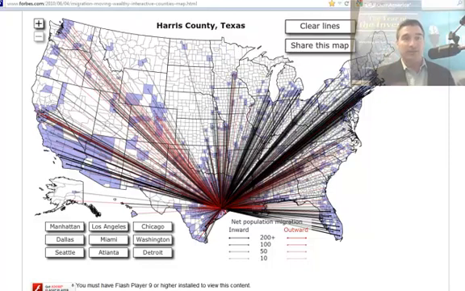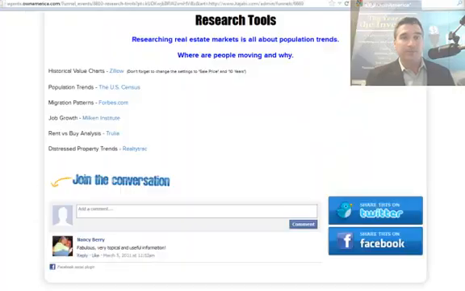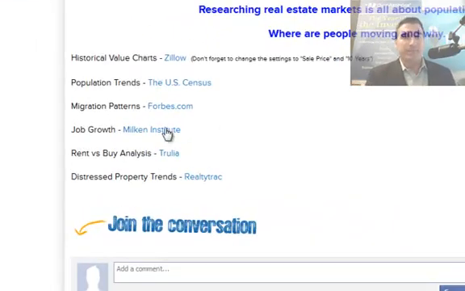So now we have a sense of what the home prices have done. We also have a sense of what population is doing, and we have a sense of population moving around the country. Now I want to start figuring out why. Okay, we know what's happening. Why is it happening? So job growth is a very important aspect of that.